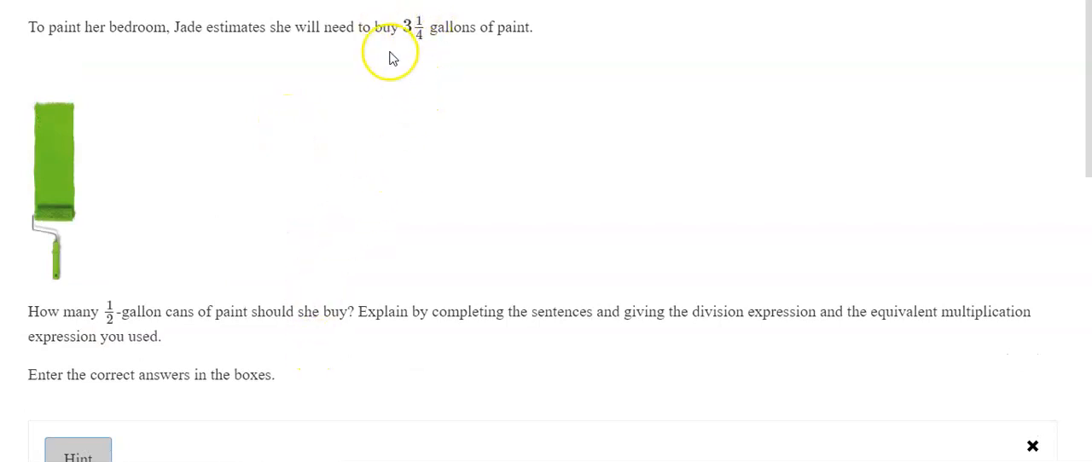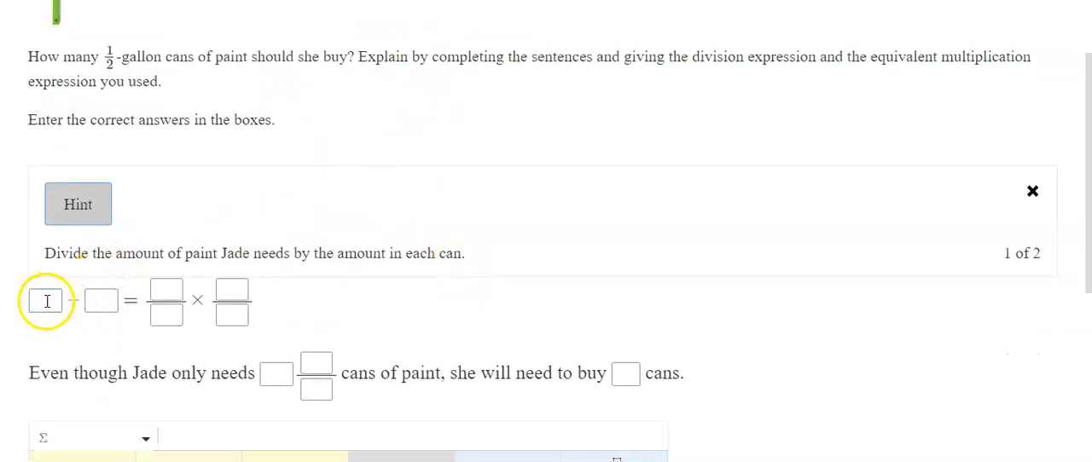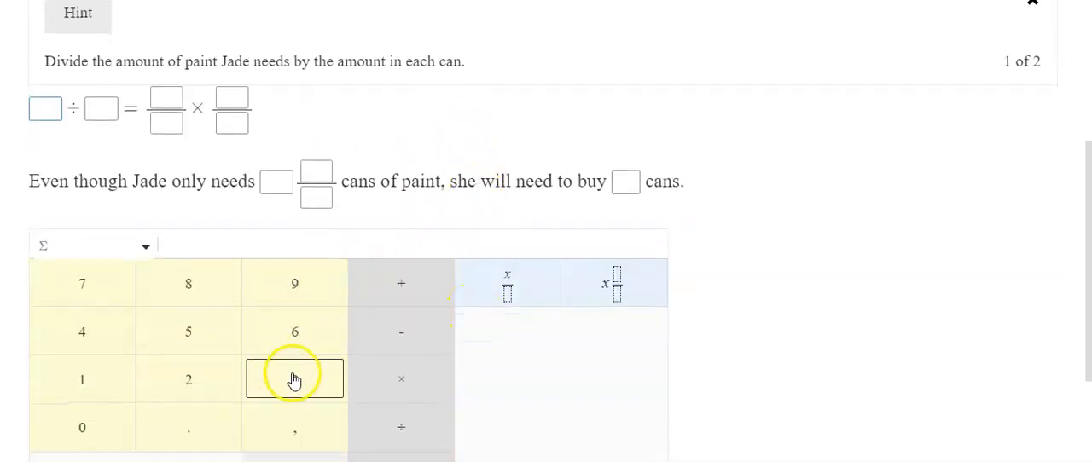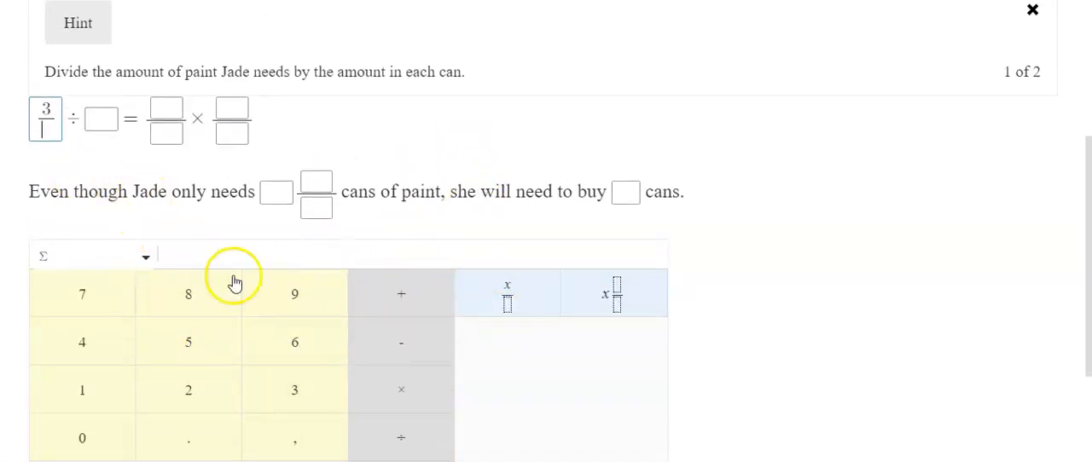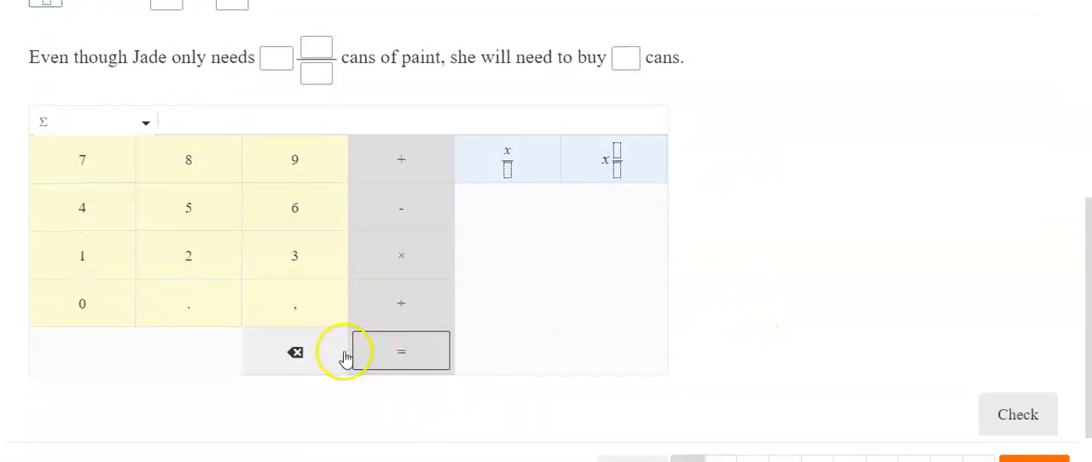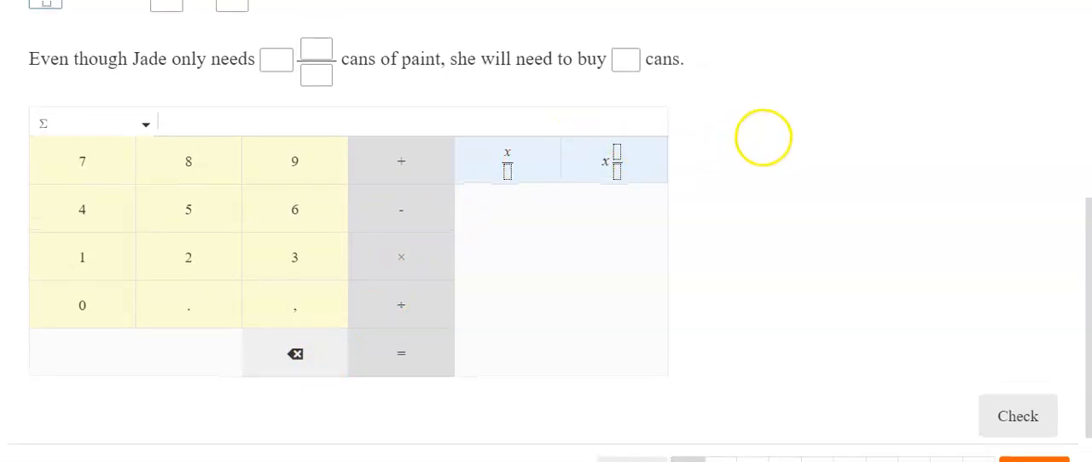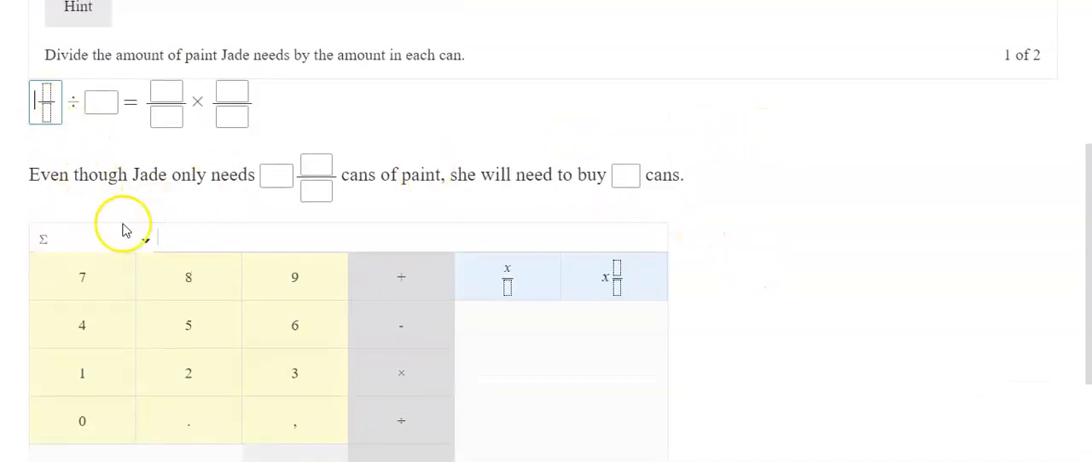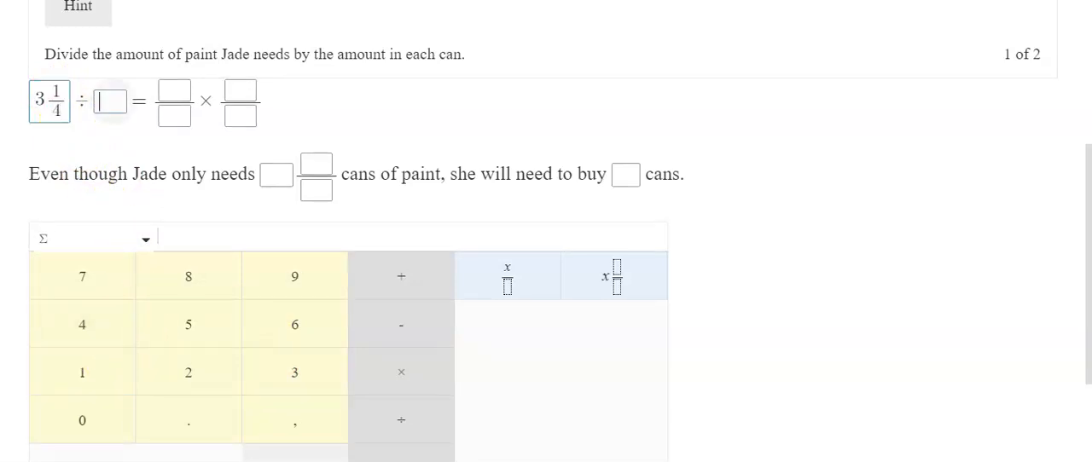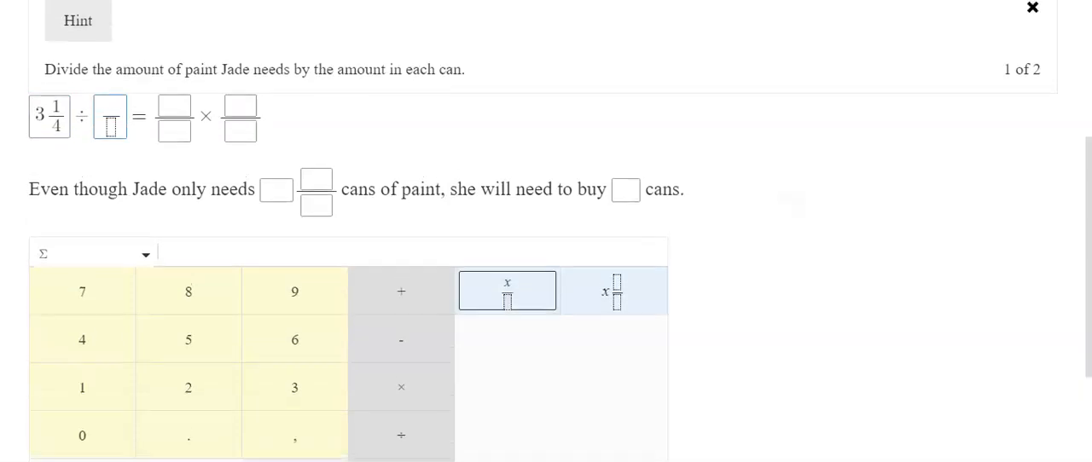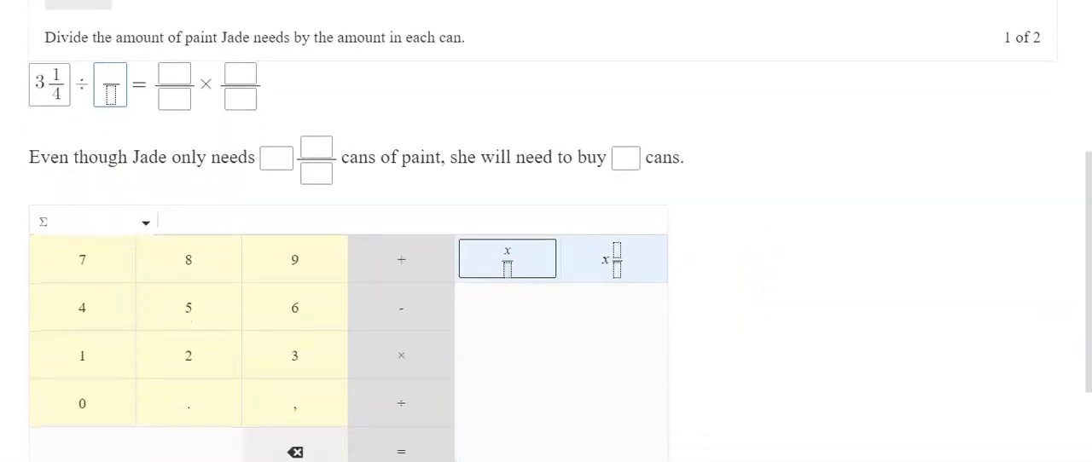So she said she's going to need 3 1/4. So we are going to be putting 3 1/4 divided by 1/2 gallon. So 1/2.